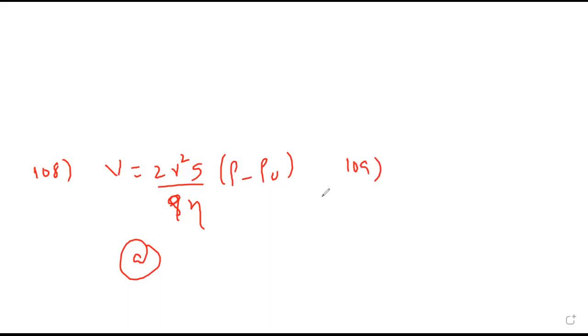109. The mass of water that rises in a capillary tube of radius r is m. The mass of water that will rise in a capillary tube of radius 2r will be how much? Now we know the height is 2T cos theta upon rho r g.